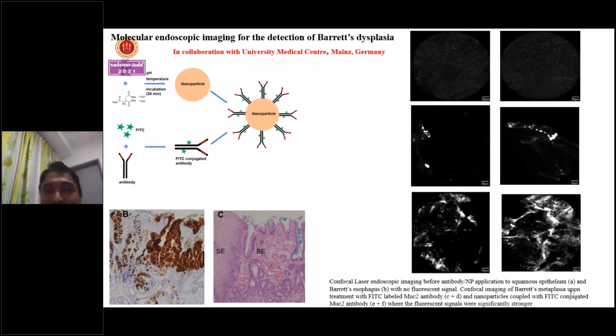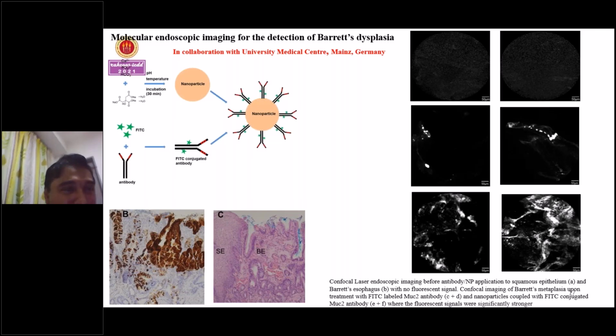So this is my last slide. In this study, we collaborated with a laboratory in Germany. They wanted our nanoparticles because I told my collaborators that these nanoparticles are so simple, and you can incorporate antibodies just by mixing, by ionic interactions, without losing the activity of the loaded proteins. So that's why they were interested.